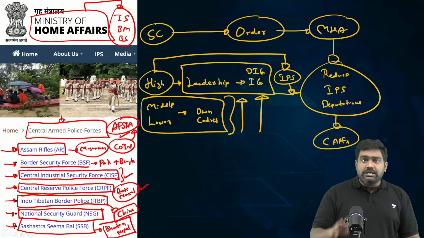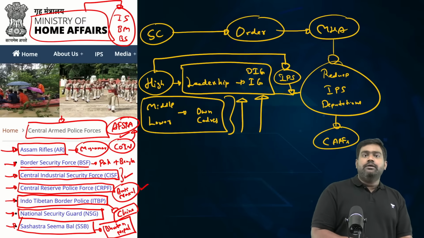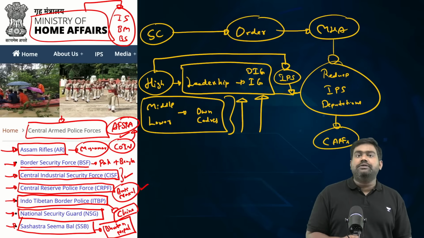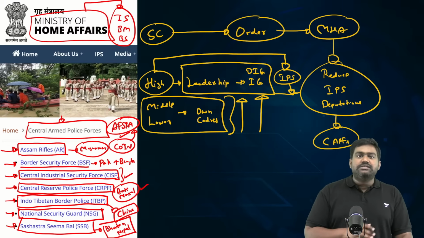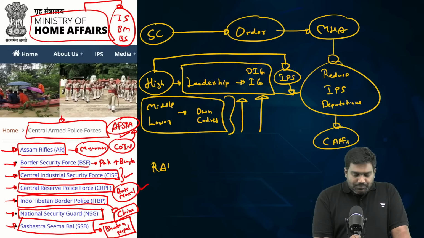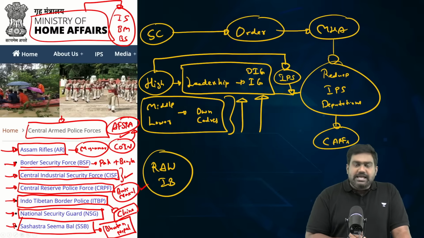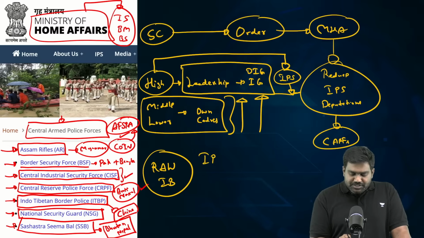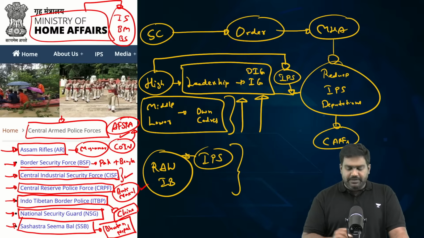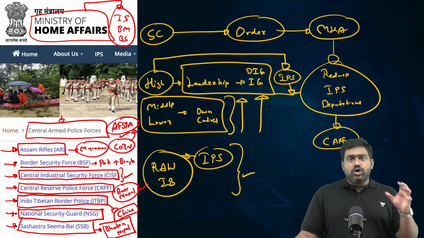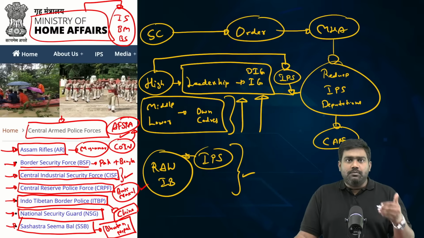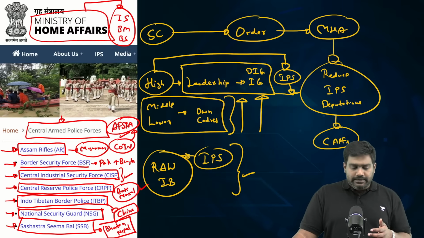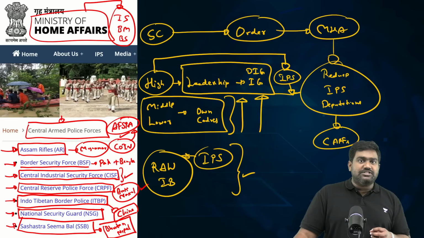Now, this is an organizational problem which has affected the functioning of CAPFs for a very long time. This happens with our intelligence agencies as well. Take, for example, RAW and IB. Though they have their own cadre at the lower and middle level, it's usually the IPS officers who dominate at the highest leadership level, both in RAW and IB. And this often creates a conflict with regard to promotions and key postings.